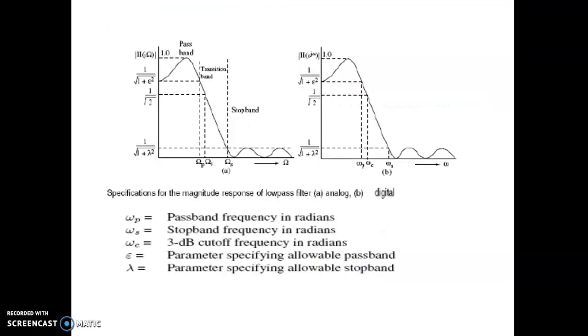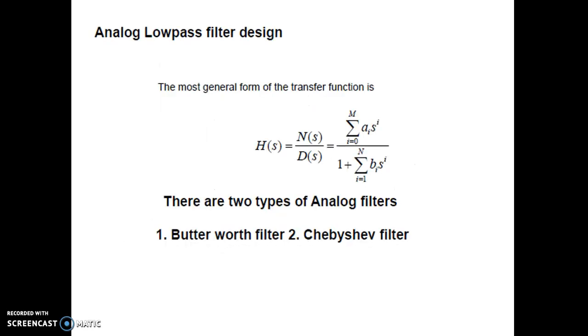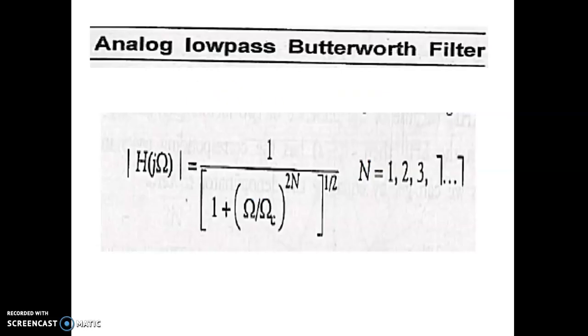Whenever we are looking at filter design, we are going to be looking at two equivalent diagrams. One is with one type of omega, and the other one is with the other type of omega. The specifications shown on the left correspond to an analog filter, and the specifications on the right correspond to a digital filter. There are generally two types of analog filters. One is a Butterworth filter, the other one is a Chebyshev filter.